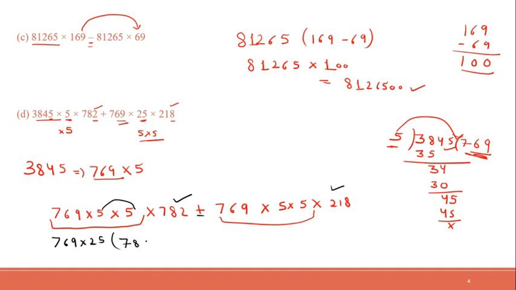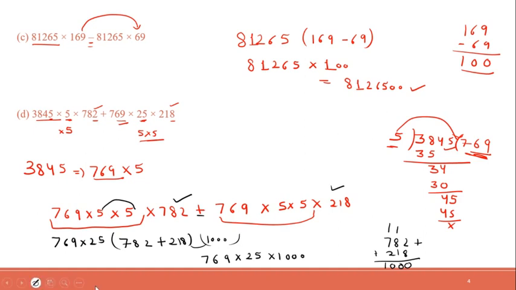So 782 plus 218. Now if I add 782 plus 218, what will I get? 8 plus 2, 10, 1 extra. 1 plus 8 plus 9, 10... 0, 1 extra. 7 plus 2, 9 plus 1, 10 again. That means this will become 1000, right? This will become 1000. So what are we left with now? 769 into 25 into 1000.